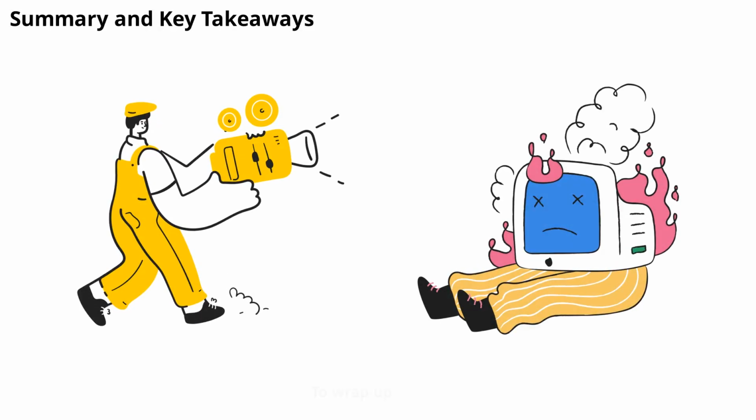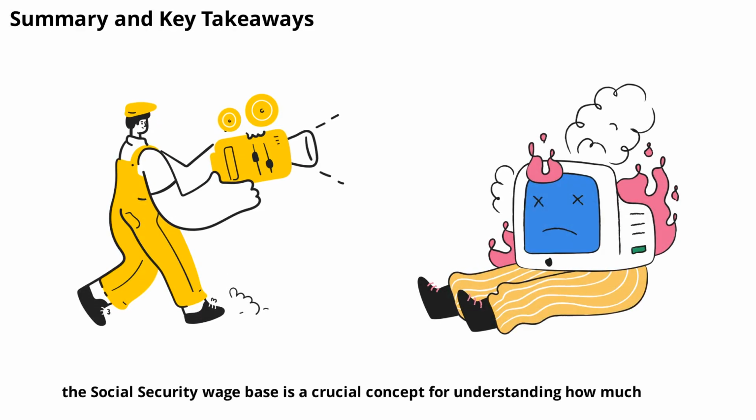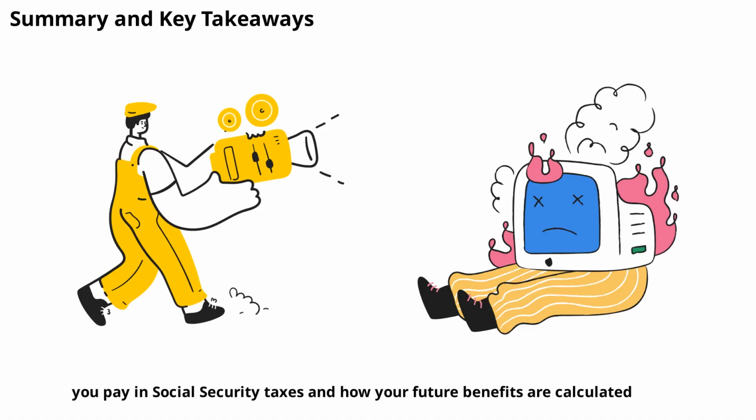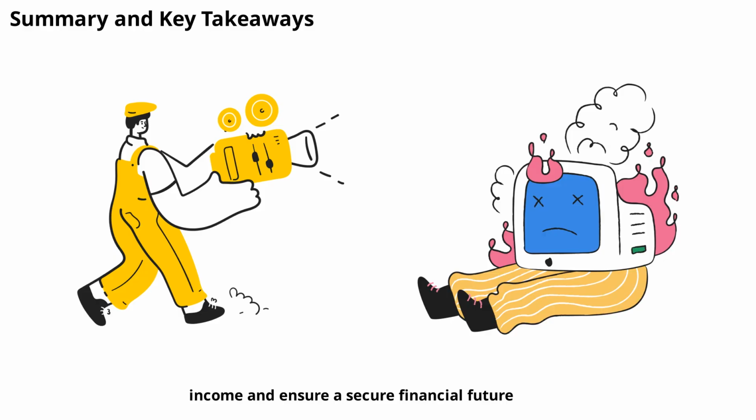To wrap up, the Social Security wage base is a crucial concept for understanding how much you pay in Social Security taxes and how your future benefits are calculated. High earners should pay special attention to the wage base as it affects tax planning, take-home pay, and retirement strategies. By staying informed and planning ahead, you can make the most of your income and ensure a secure financial future.